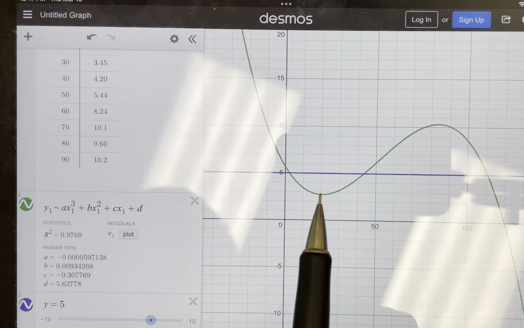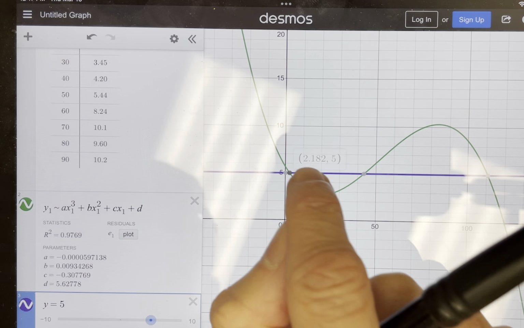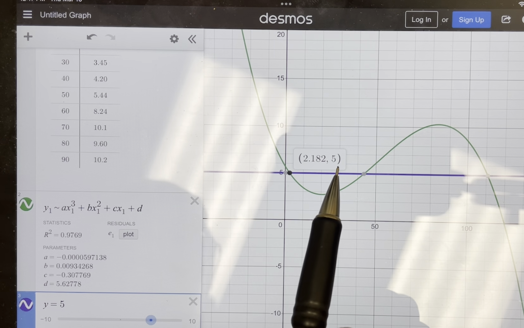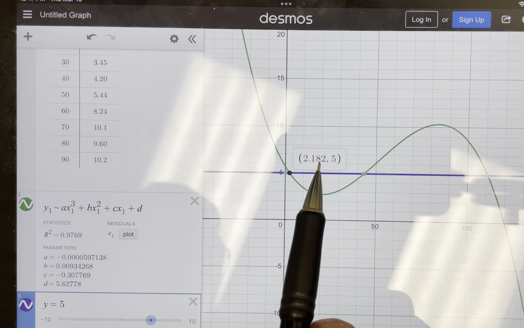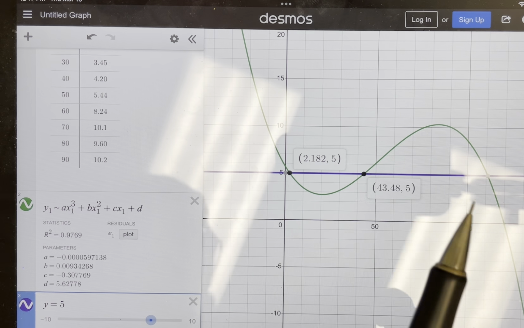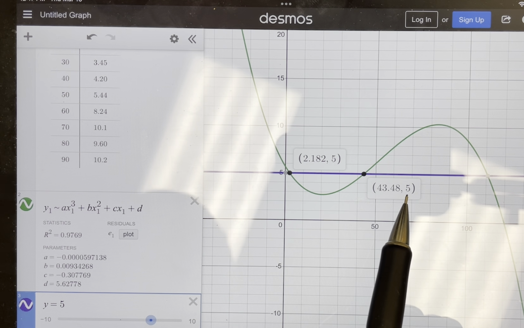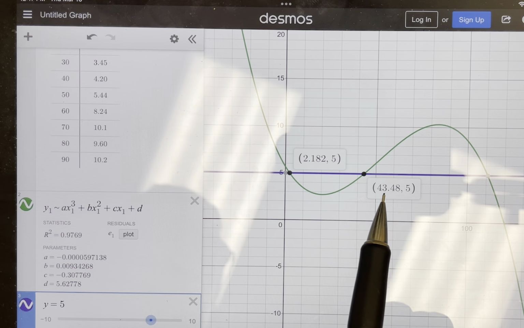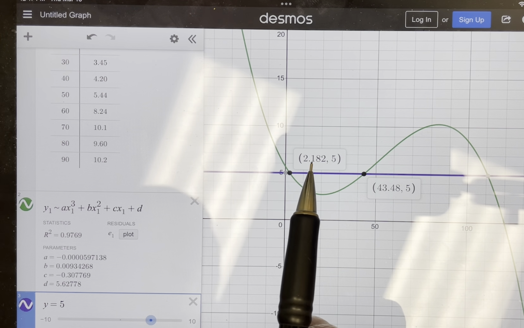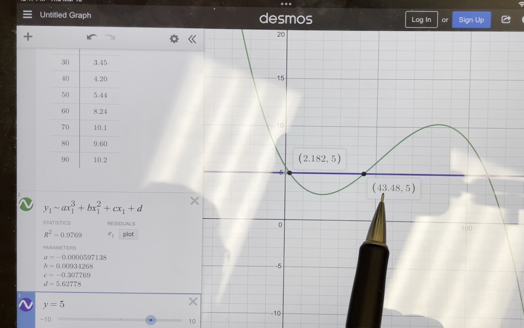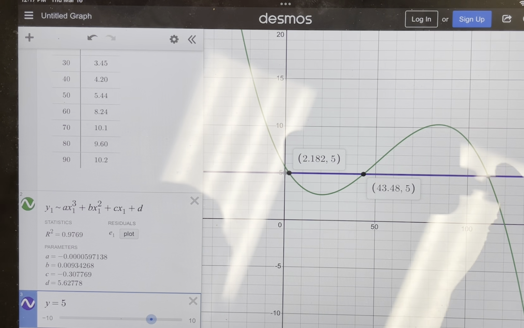So it looks like it occurs twice. There were 5 million older persons in the workforce here, 2+ years after 1960, and there were 5 million older persons in the workforce here, 44 years after 1960. So 2.182 and 43.48 is what is graphing these to find the x values.